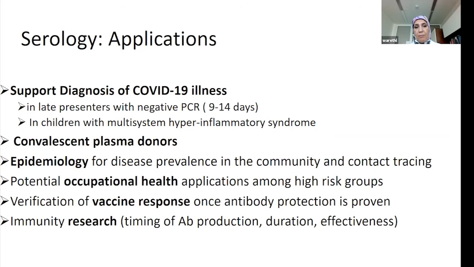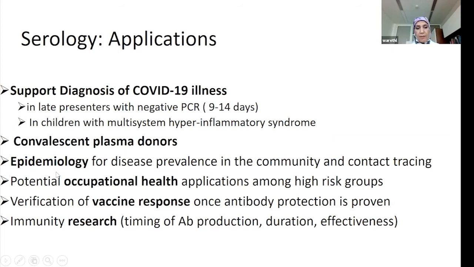In children presenting with a multi-system hyperinflammatory syndrome, because again, classically, these kids tend to present later on in the course of the disease or infection, and we're usually not able to detect the virus by RT-PCR anymore. It also plays an important role in selecting donors for convalescent plasma therapy. So it's advisable to test donors before you take their plasma to see the antibodies.